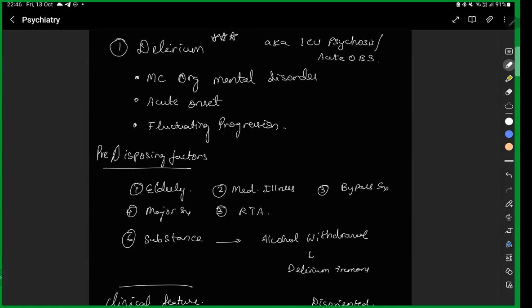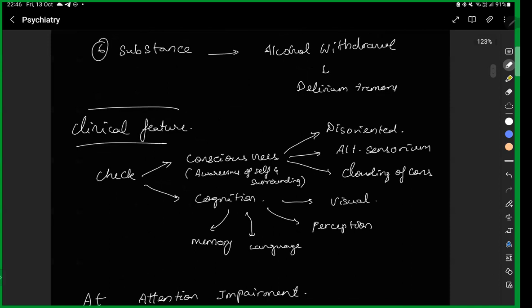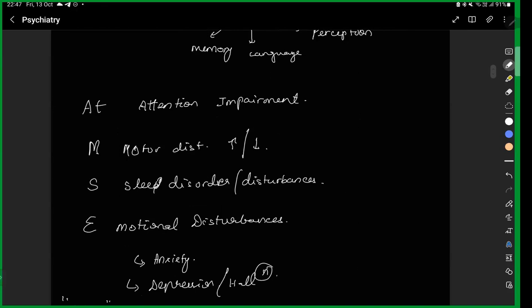After alcohol withdrawal, what is the name of it? Delirium tremens. We call it delirium tremens. Check for consciousness by MSE, mental status examination. The consciousness can be disoriented, with altered sensorium and clouding of consciousness. He may not be aware of self and surroundings. You are also going to check cognition: memory, language, perception, vision.